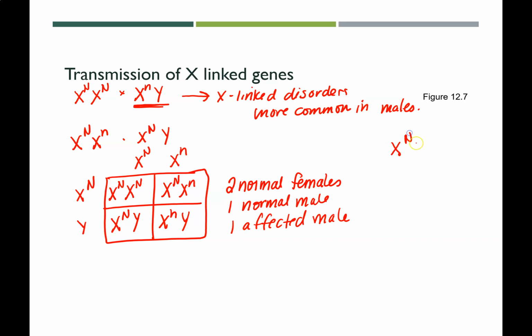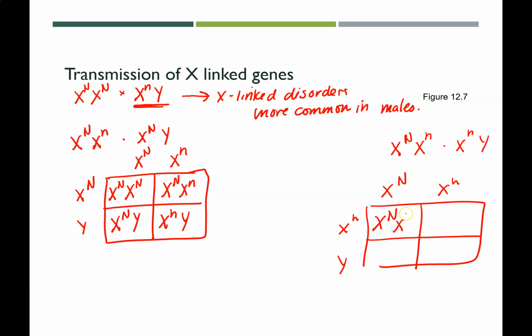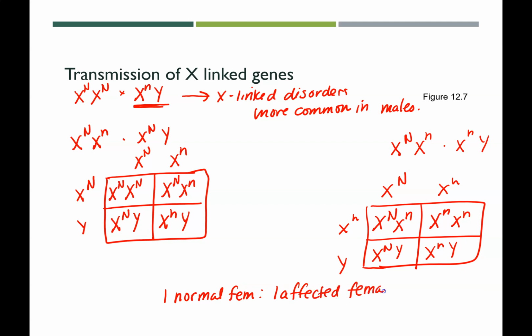Now let's say that we have a heterozygous female with an affected male. All right, so female's gametes, male gametes, normal but carrier female, affected female. So there we have our affected female, normal male, affected male. So in this case, 50% of the children are affected. So we have one normal female to one affected female to one normal male to one affected male.